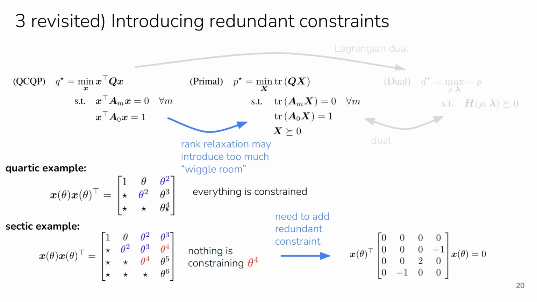We have never seen examples that are only quartic where we needed redundant constraints. But as soon as you have higher order terms in your original problem, then we have sometimes seen that you need redundant constraints. That's an experience-based observation. I don't have the mathematical proof.